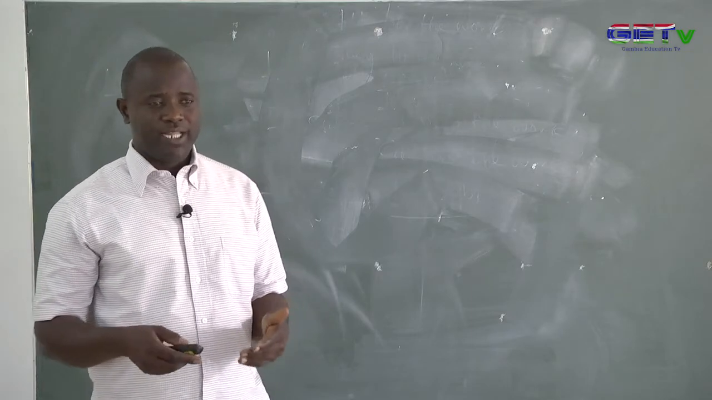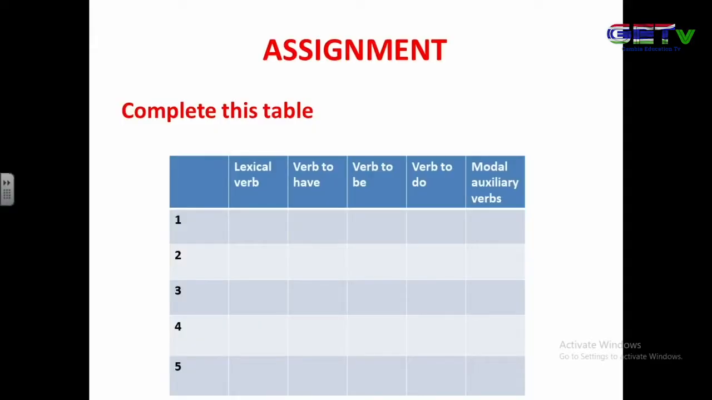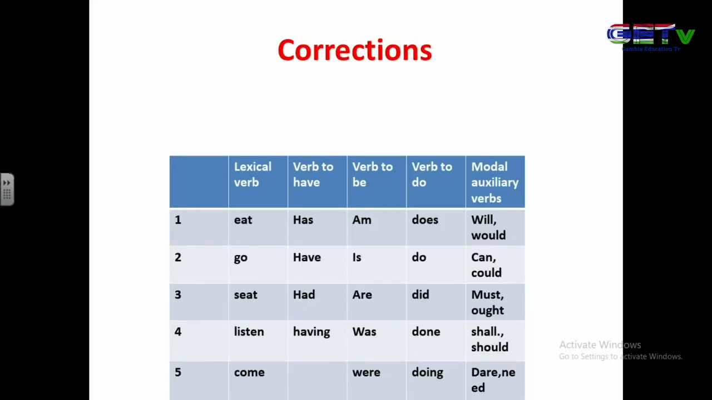The assignment was to complete this table. What is in the table? You have lexical verbs, verb to have, verb to be, verb to do, and modal auxiliary verbs. You were asked to give 5 examples of each of these verbs. So I hope you have done it well. If you did it, you can compare your work to my work, and here it is.